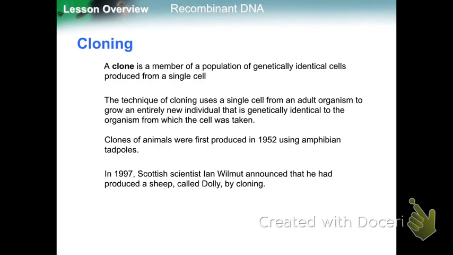And finally, cloning. A clone is a member of a population of genetically identical cells produced from a single cell. The technique uses a single cell from an adult organism to grow an entirely new individual that's identical to that original organism. Clones of animals were first produced in 1952 using tadpoles. The first mammal that was cloned was in 1997, a sheep called Dolly.